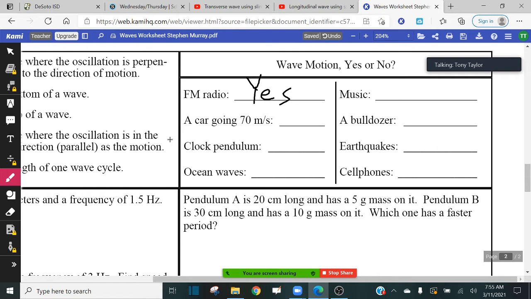What about a car going at 70 meters per second? I think what they're imagining here is just a car moving straight along at 70 meters per second. In this case, guys, this is an example of linear motion. This is not an example of harmonic motion or wave motion. So since this is not an example of wave motion, we're going to put no.